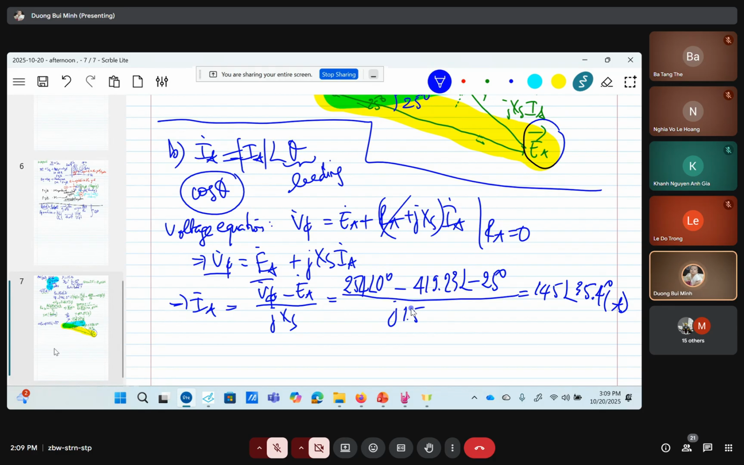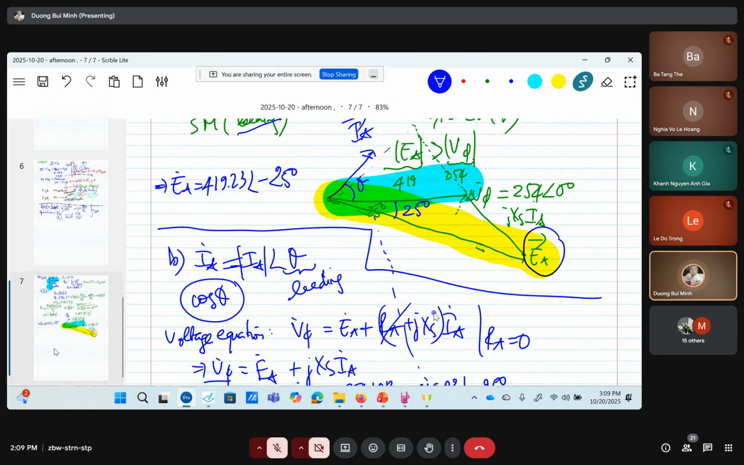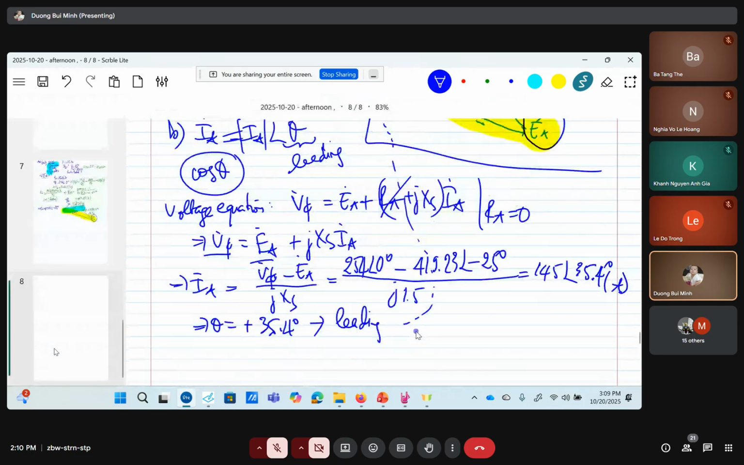So now we conclude that theta is plus 35.4 degrees. This is leading. Okay, so this coincides with the theory we had before. So we can calculate the power factor. We have cosine 35.4, so you get the power factor is 0.815, leading.